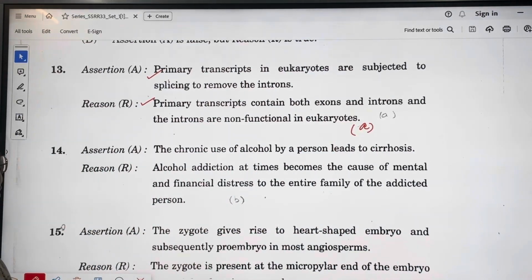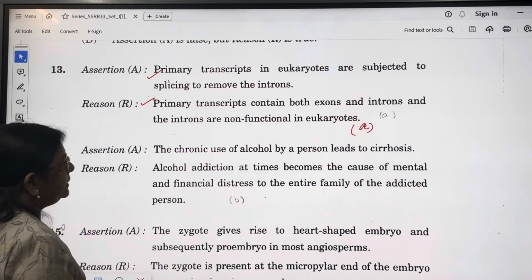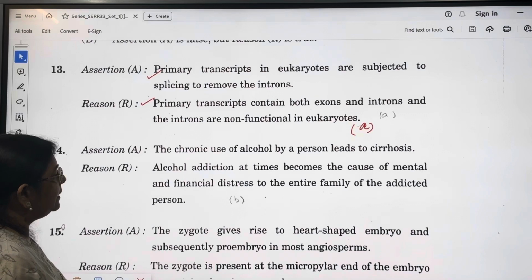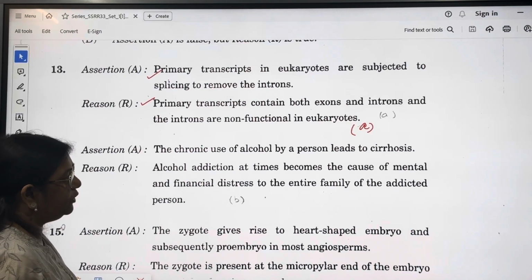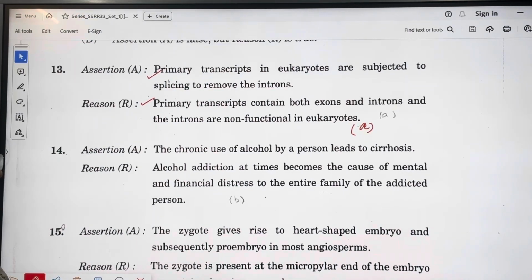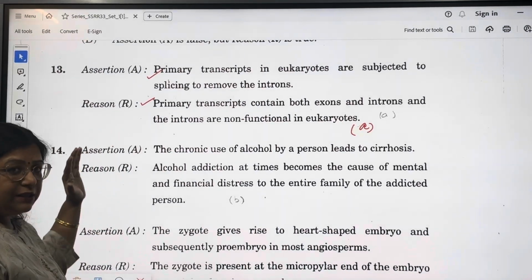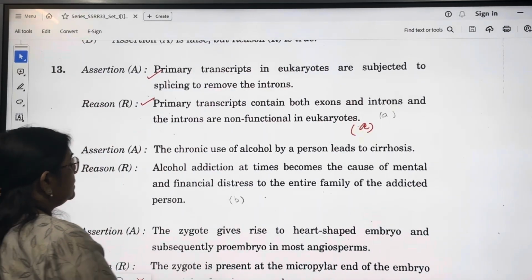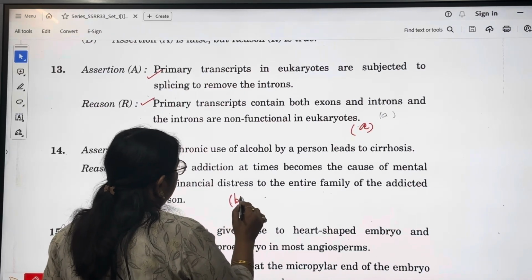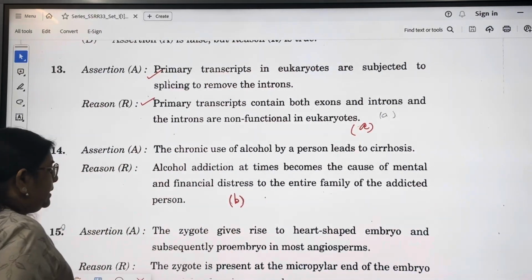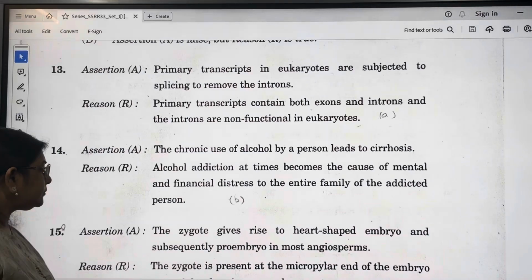14th question. Assertion: the chronic use of alcohol by a person leads to cirrhosis. Reason: alcohol addiction at times becomes a cause of mental and financial distress to the entire family of the addicted person. Here both of these statements are correct, but there is no relation between them. So the answer is B. The reason is not the correct explanation for the assertion given here.